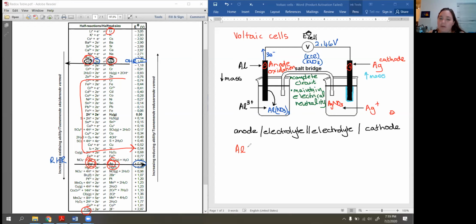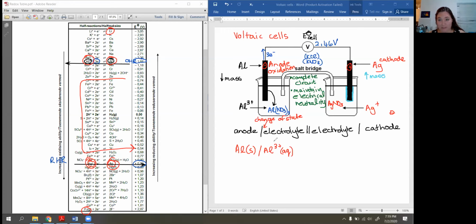In order to be accurate here, we must put in the state that it's in, because it's an anode, it has to be a solid. The / here tells us that there is a change of state or a change of phase. We are going from a solid to an aqueous, so that's a /. Then over here, we write aluminium 3+, and it's aqueous.